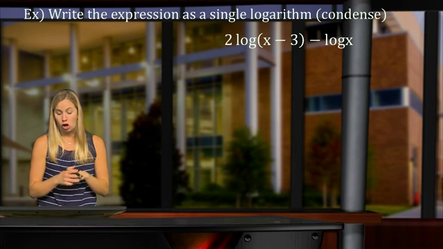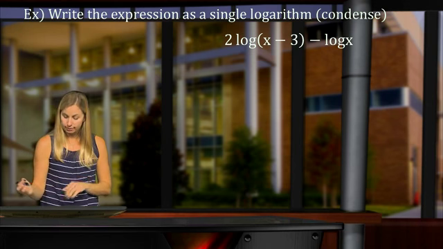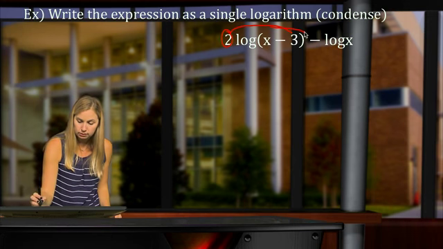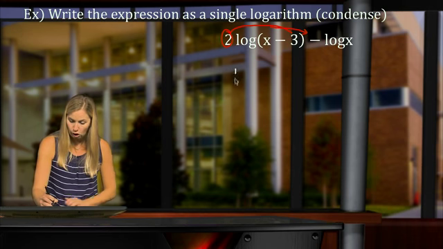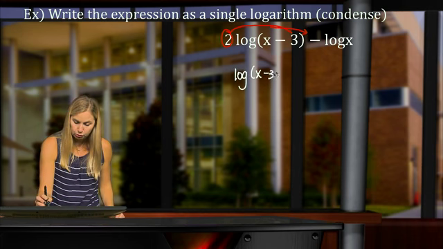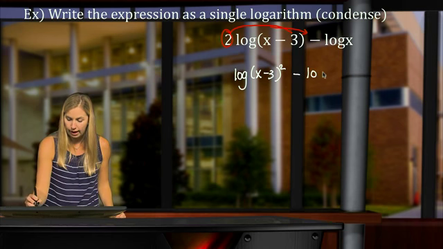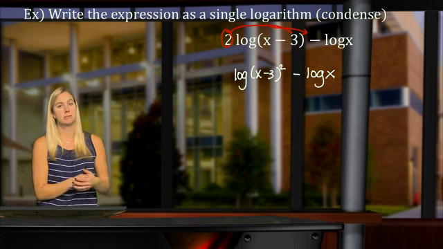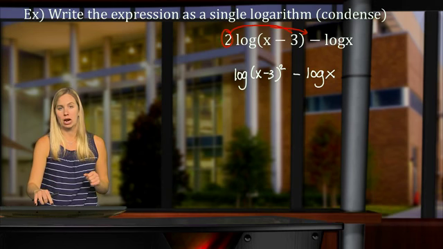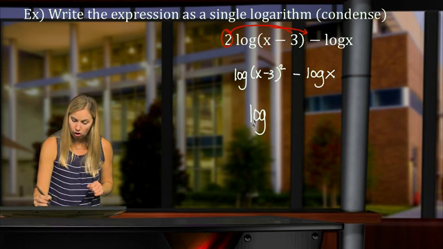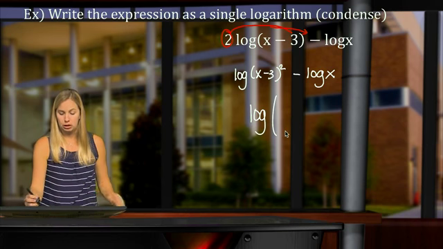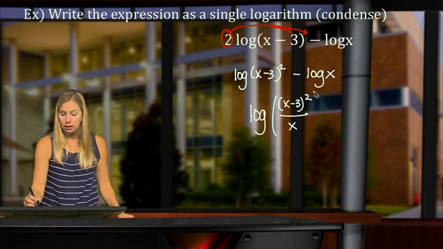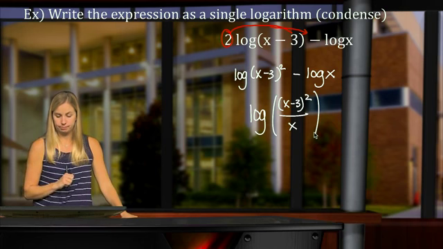So you can see we're starting to add more and more steps into these examples. 2 times log of x minus 3 minus log of x. Again, we always start by making our coefficients exponents. So this is log of x minus 3 squared minus log of x. And then we don't have any addition to condense, so we skip to subtraction, and we condense subtraction using division. So this is log of, the first argument is the numerator, x minus 3 squared. The second argument becomes our denominator over x.